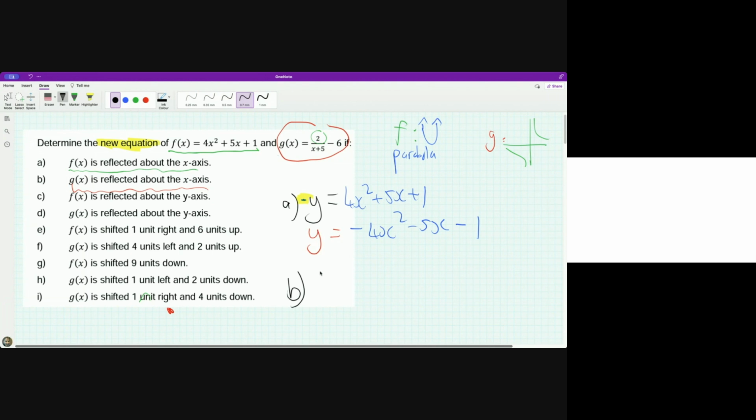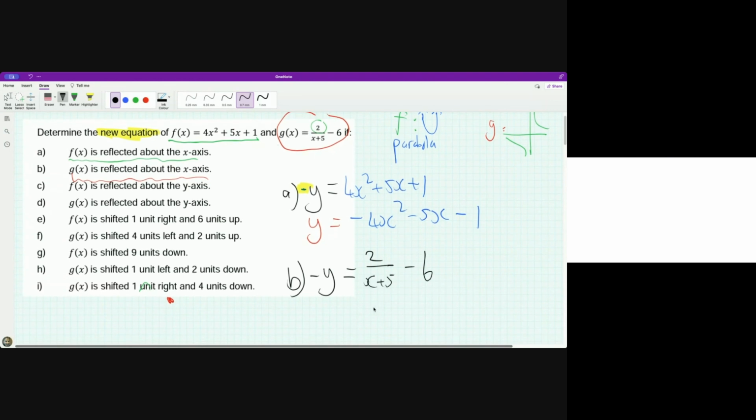So if you reflect over the x-axis, you change the sign in front of the y. But remember that now we're dealing with this function. So now I need to get rid of this negative. I need to bring it across. And you know what I'm going to do? I'm just going to multiply both sides by -1.